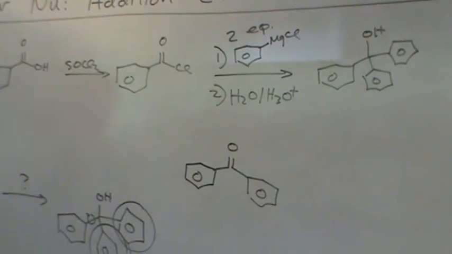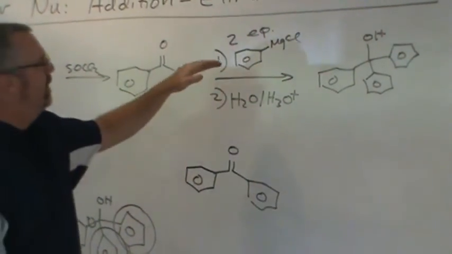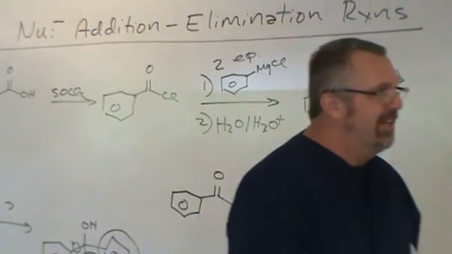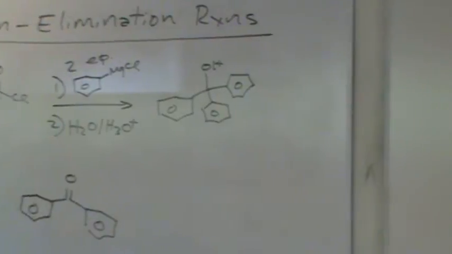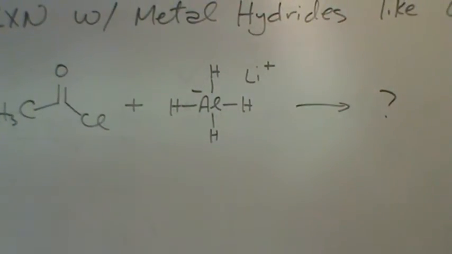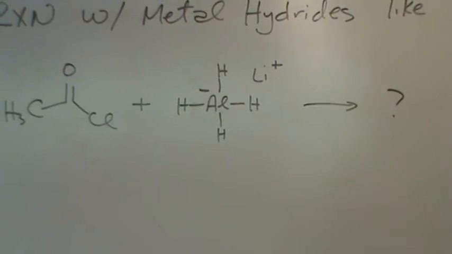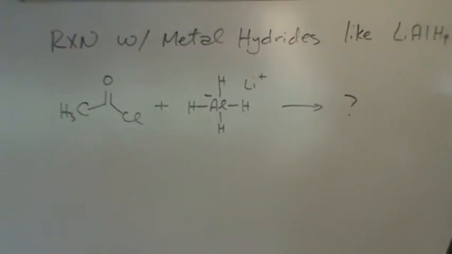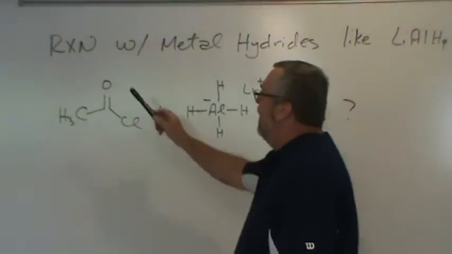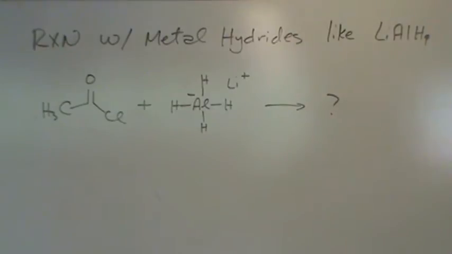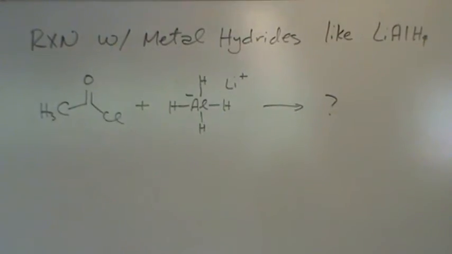Acid chlorides will go all the way to the tertiary alcohol when you react them with 2 equivalents of a Grignard. Well, that's not the only other interesting reaction that acid chlorides will do. In fact, there's another one which will produce the primary alcohol. We just showed how to make the tertiary alcohol from an acid chloride. If we react an acid chloride with a metal hydride, like lithium aluminum hydride, we can get it to go to the primary alcohol. This is what lithium aluminum hydride looks like.